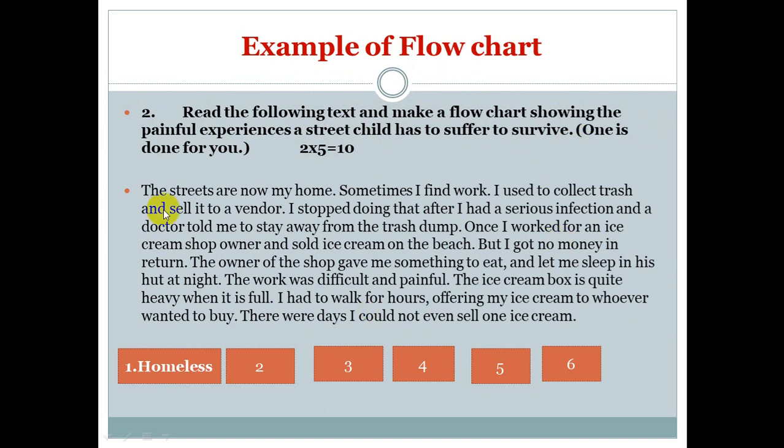So if you look at the flowchart, you will understand that the first is homeless. That means a street child remains homeless. So what will be the next painful experiences that a street child has to suffer to survive? You have to fill in the blanks sequentially. Okay, so for each answer you will get 2 marks.